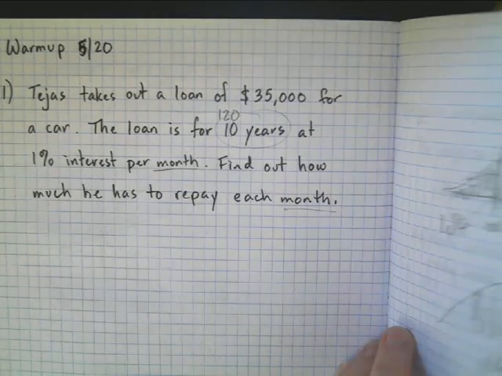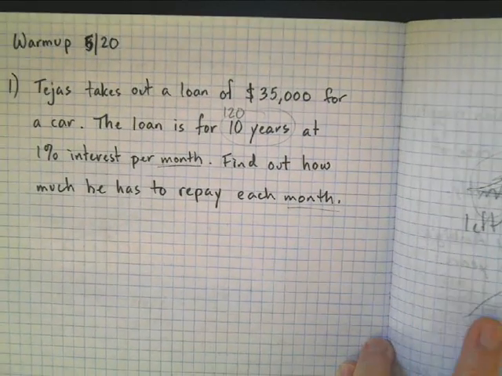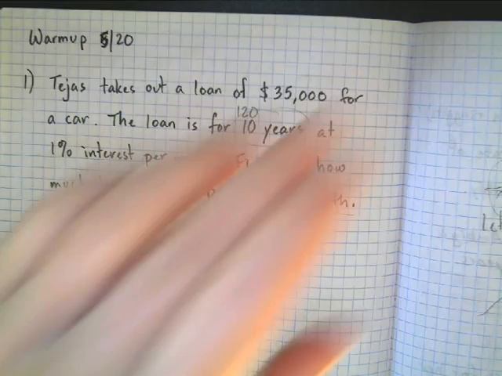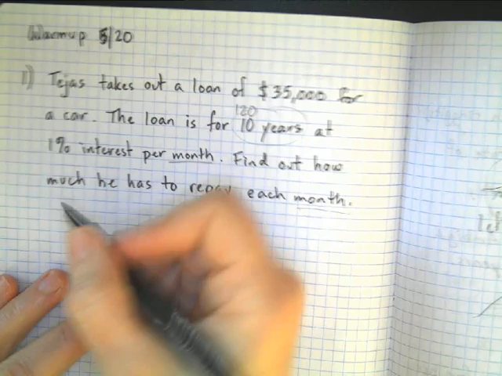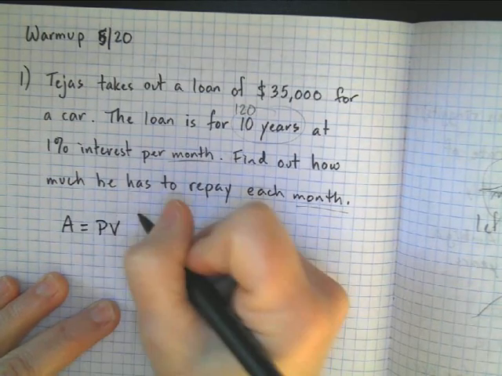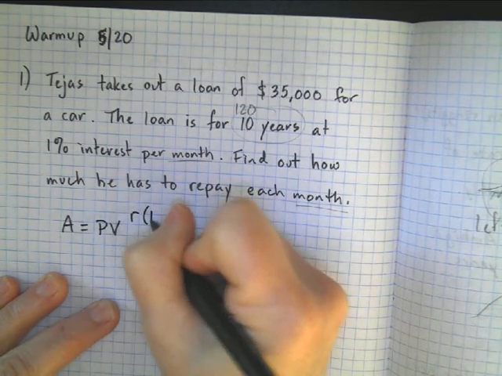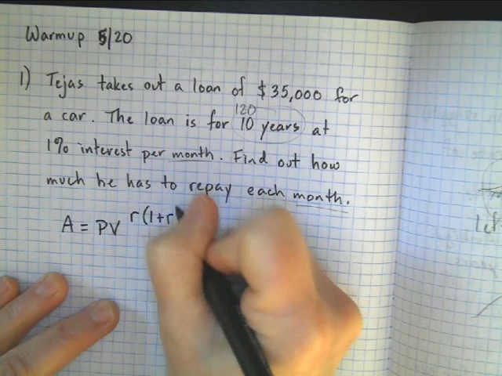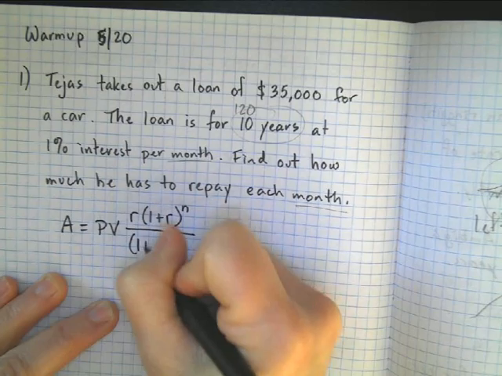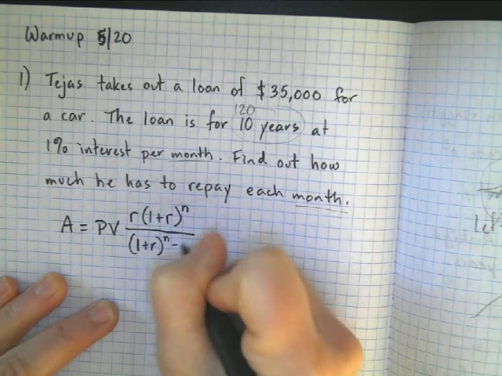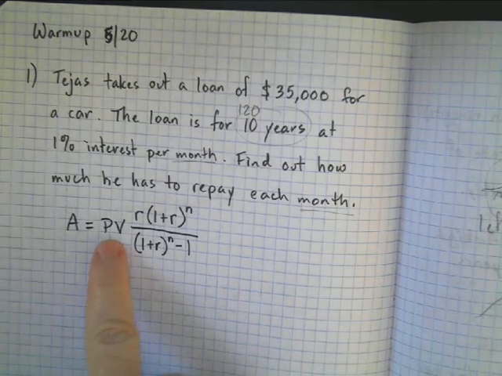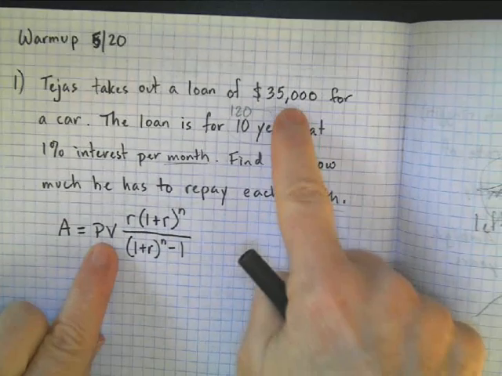Okay, so you could have done this with the formula from one of the packets. The amount that he has to pay is equal to the present value times the interest rate times (1 plus the interest rate) to the nth power over (1 plus the interest rate) to the nth power minus 1. Present value is the amount of money in the loan, $35,000.